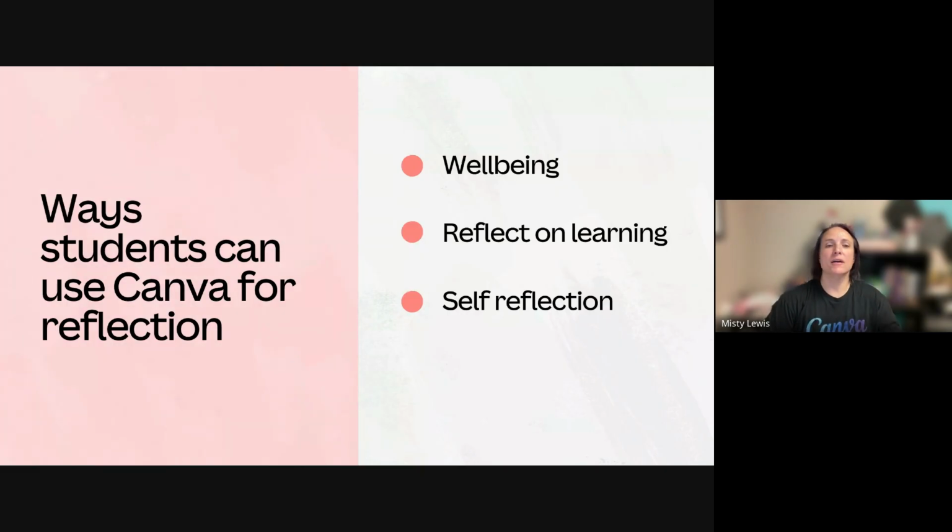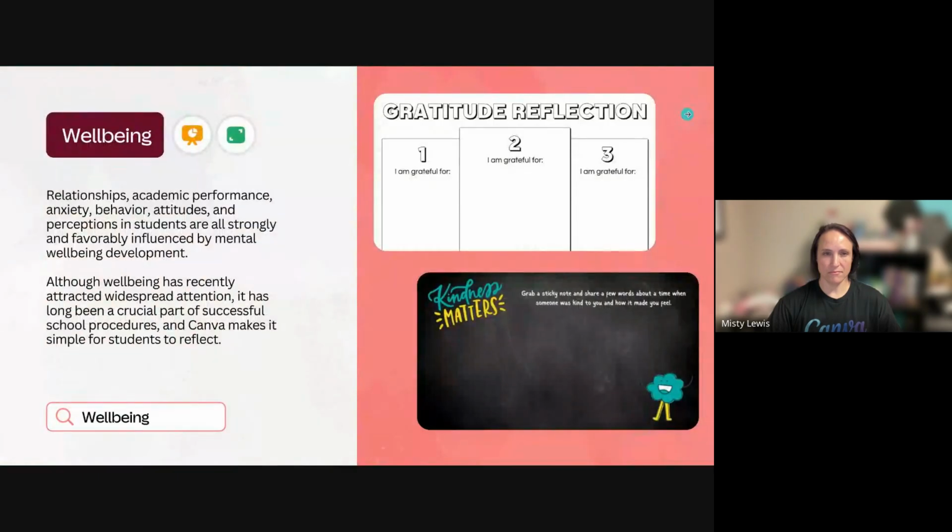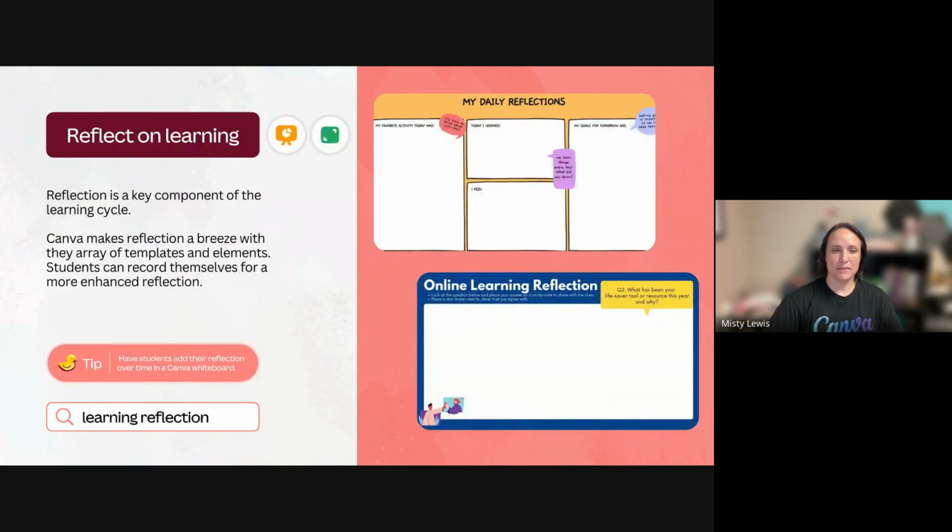All right, so other ways that students can use Canva, they can use it for reflection, either social emotional learning or reflection on what they've actually learned in class. Again, they can use the whiteboards or they can use a presentation. They can work together on some of these projects if you want them to be able to collaborate. They can reflect on their own learning.